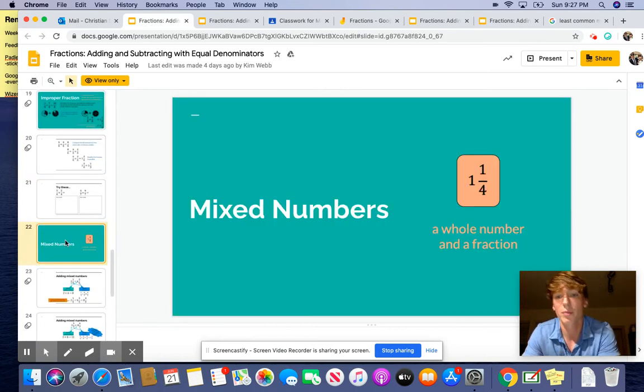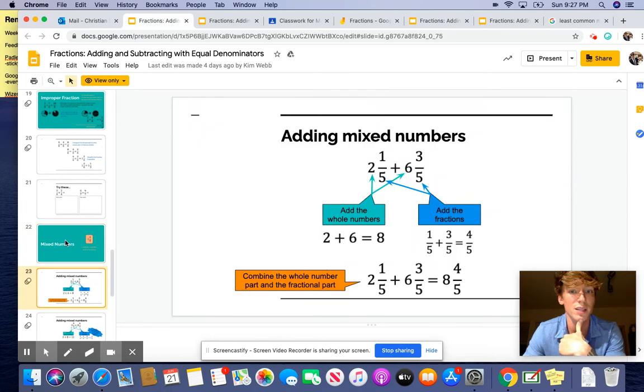Mixed numbers. A mixed number is just a whole number and a fraction together. Okay. When you're doing these, you want to add the whole numbers, the big numbers, by themselves. Then you want to add the fractions by themselves. Then at the end, they can all come together, okay?